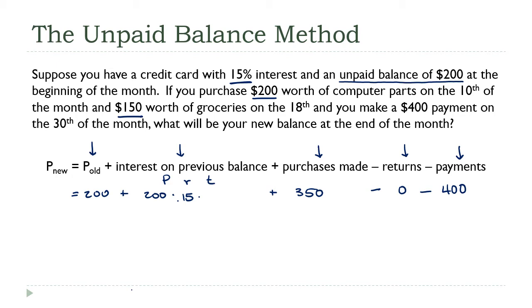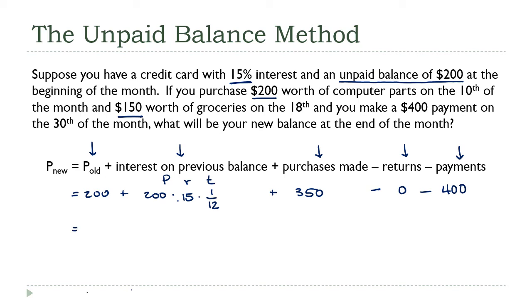Now remember, we're always focused on consistency with our times. That 0.15 was an annual interest rate, so I have to put this time value in years. Well, we're doing 1 month, and there's 12 months in a year. So 1 month is 1/12 of a year, right?